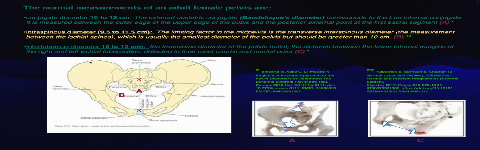And the intertuberous diameter, as I touched on in the previous slide, is also between 10 and 12. This is the transverse diameter of the pelvic outlet, so the last space that the fetus will pass through prior to delivery. It's measured at the lower internal margins of the ischial tuberosities, detected most caudally and medially.